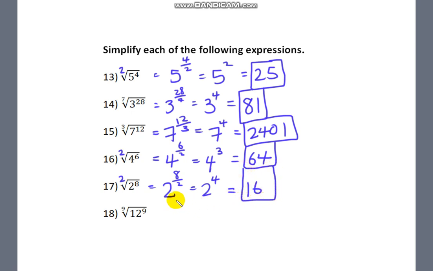Okay. This one, 9th root of 12 raised to the 9th. All right, so what we would do here, this is basically 12 raised to the 9 over 9. 9 divided by 9 is 1, so 12 raised to the 1st power. Or in other words, it is just 12.